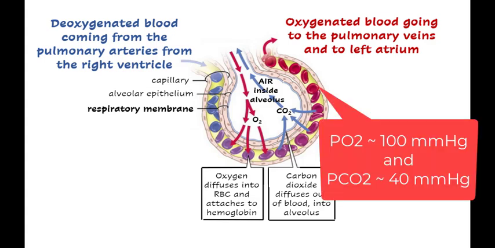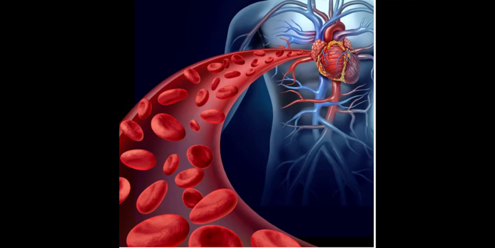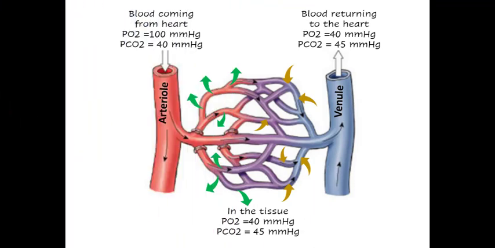The blood leaving the lungs, going back through the pulmonary veins to the left atrium, now has a partial pressure of 100 for oxygen and 40 for carbon dioxide. The left ventricle will pump that now oxygenated blood to the body, and when it reaches the capillary beds, the reactions will be reversed. The oxygen will be unloaded into the tissues, and the waste carbon dioxide will enter the blood for return to the lungs.